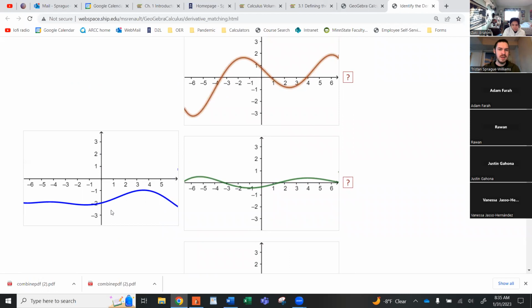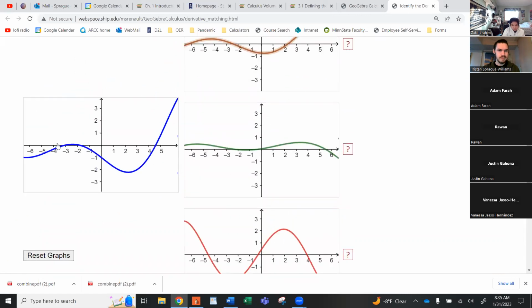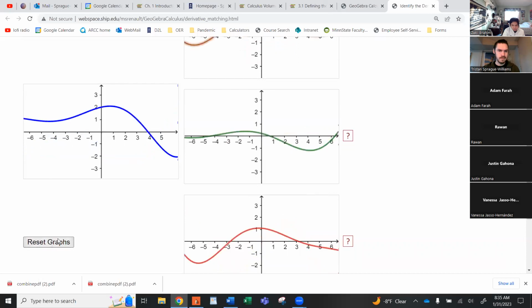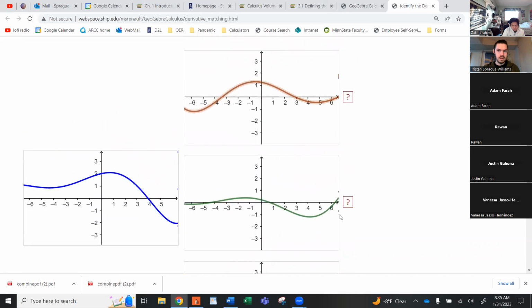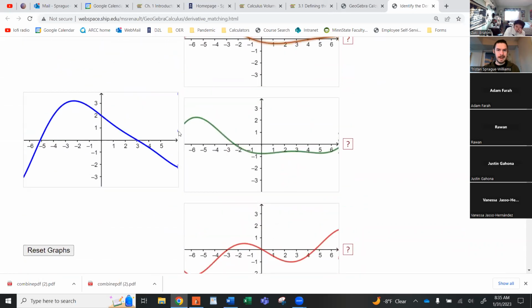Okay, but sometimes you get one where there are two graphs that have nearly the right shape, but it's a matter of looking at the positives and the negatives. Like, it should be positive here, or it should be negative here, that kind of thing. Let me see if I can find a good one. Yeah, it's kind of hard to tell. Oh, this one's kind of good.